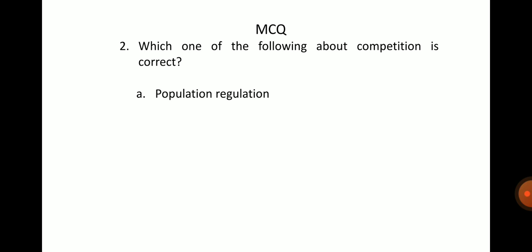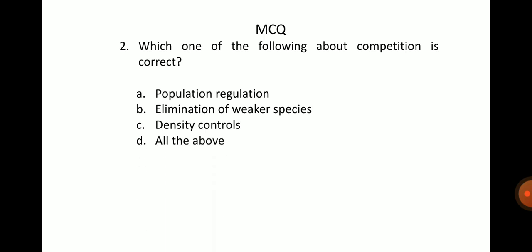Next question. Which one of the following about competition is correct? Options are A. Population regulation, B. Elimination of weaker species, C. Density controls, and D. All the above. So the answer is D, all the above.